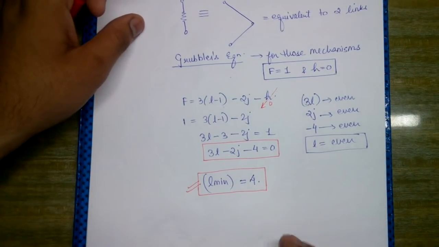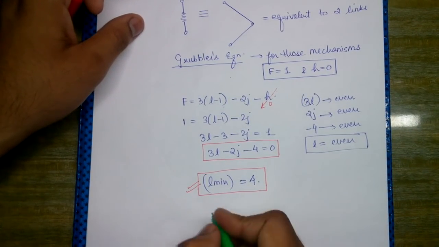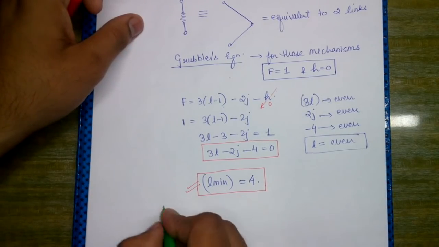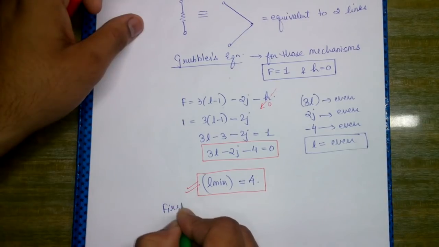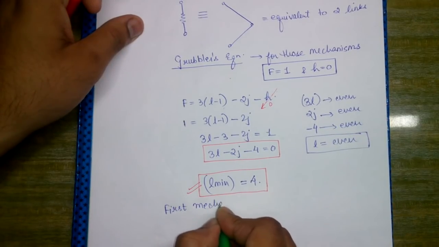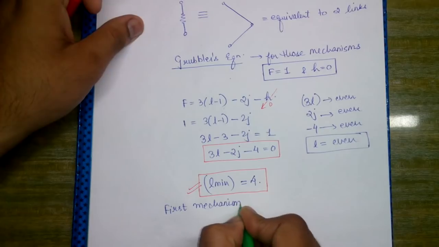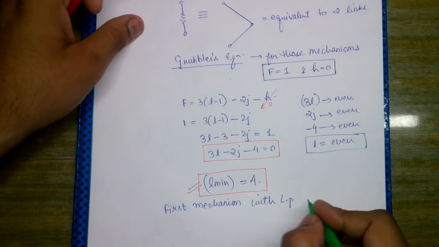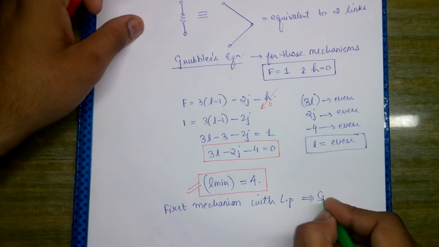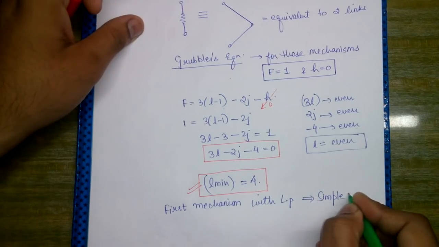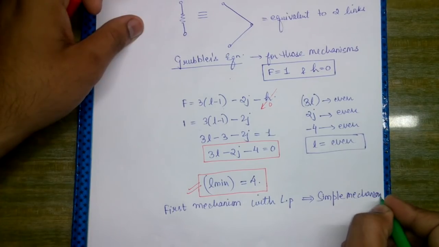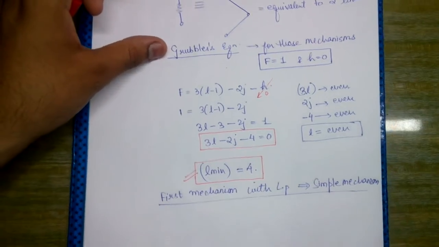Now we will discuss the first mechanism with the lower pair, and that is why it is also called a simple mechanism, because it is the first one. So we will discuss the first mechanism with lower pair, and this is also called the simple mechanism.